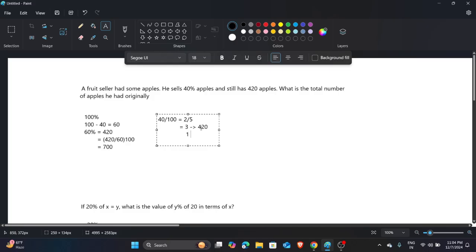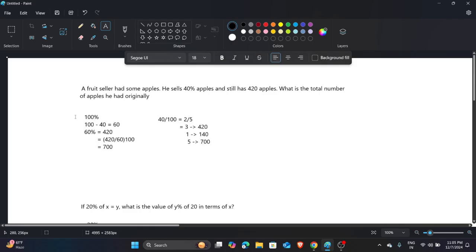Now what is the value of 1 unit? If the 3 unit value is 420, then the 1 unit value is found by dividing by 3: 3 ones are 3, and 3 fours are 12, and 0, so 140. Now that we have the 1 unit value, we can get the 5 unit value, so we multiply 140 by 5, and we get 700.